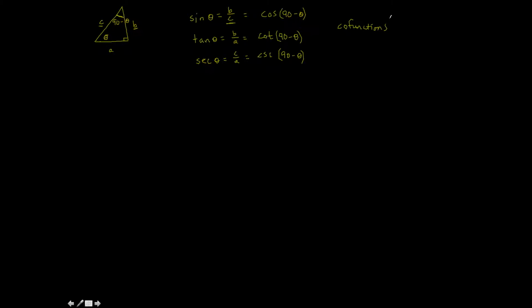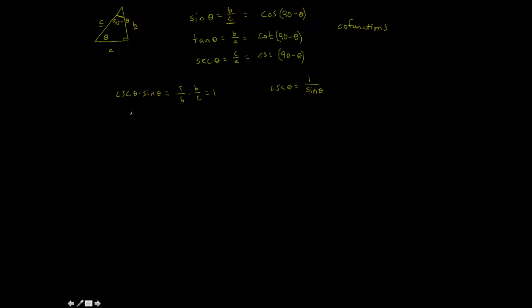Now, we also have a reciprocal relationship with these. If you take the cosecant of theta and you multiply it times the sine of theta, well, cosecant is C over B. Sine is B over C. So that gives me 1. So because of that, we can say that the cosecant of theta is the same thing as 1 over sine theta.